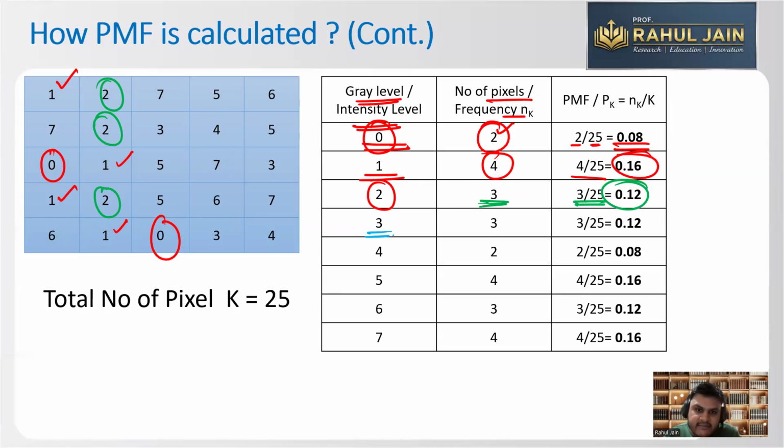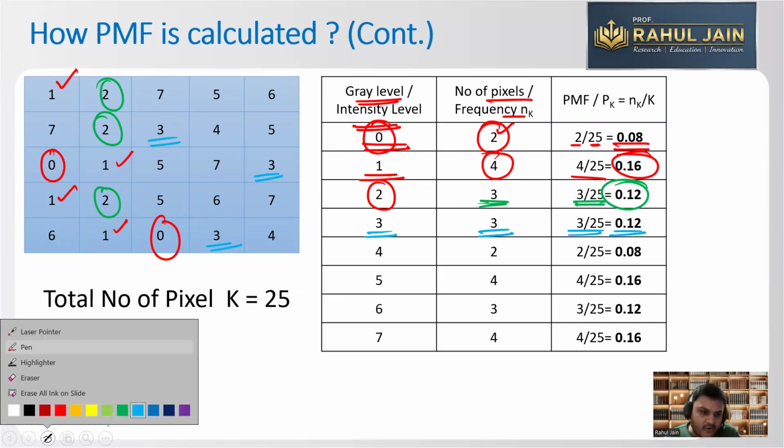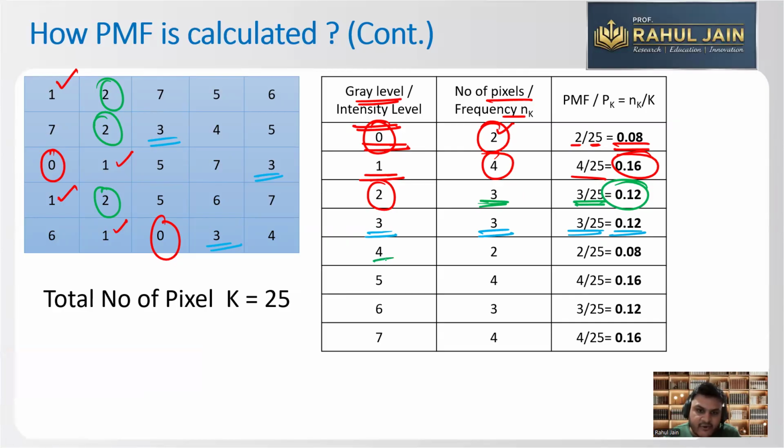Next, if I talk about intensity level 3, intensity level 3 is here, one time, two times, and three times. So again it is 3 times. So 3 divided by 25, that is 0.12. Next, intensity level 4. See here, one occurrence of 4 and two occurrences of 4. So 2 divided by 25, 0.08.